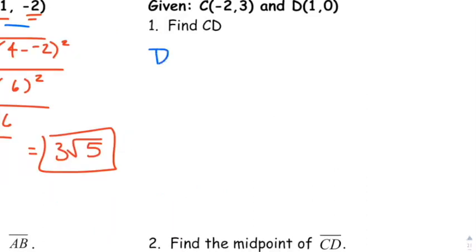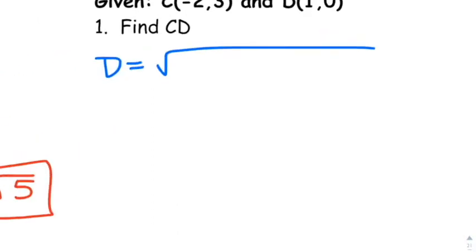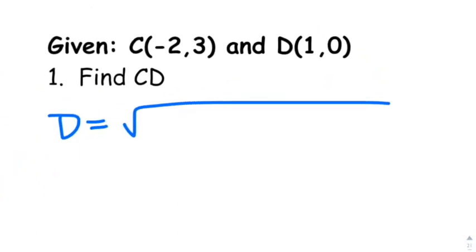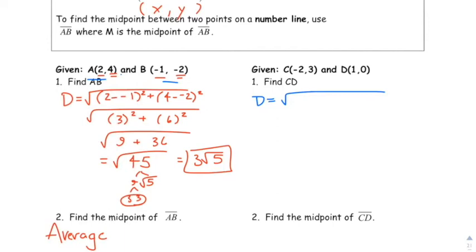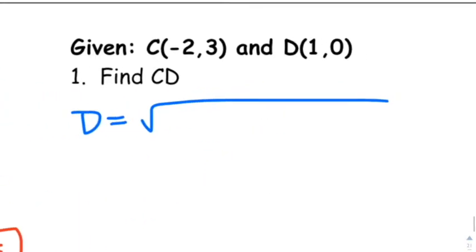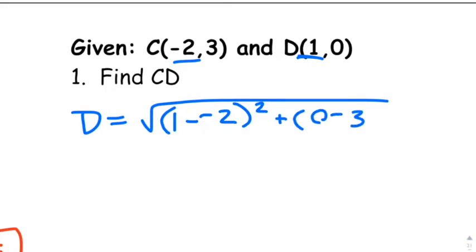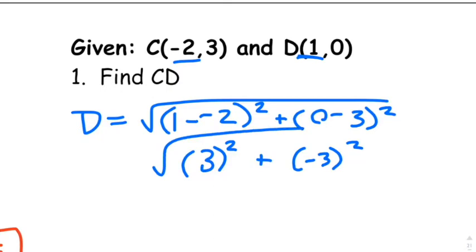Distance formula again. Distance formula, take your x's. I'm going to do the other order now. I did 2 minus negative 1, so I'm going to go in the other order. I'm going to go the second point here minus the first point. So we'll go 1 minus negative 2 squared, and then plus, and then we'll go 0 minus 3 squared. Okay, so I'm getting 3 squared. I'm getting negative 3 squared on this other one. Both of those will both come out to 9.